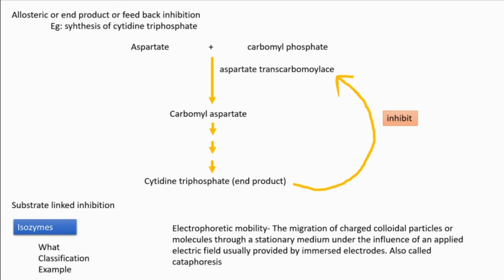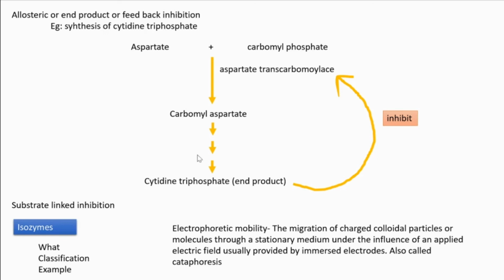Then we need to quote an example. That is aspartate combining with carbamyl phosphate. The enzyme acting here is aspartate transcarbamylase. The first product formed is the carbamyl aspartate intermediate. So many intermediates are there, and the final end product is cytidine triphosphate. This end product then inhibits the action of aspartate transcarbamylase. This is an example of allosteric or end product inhibition.